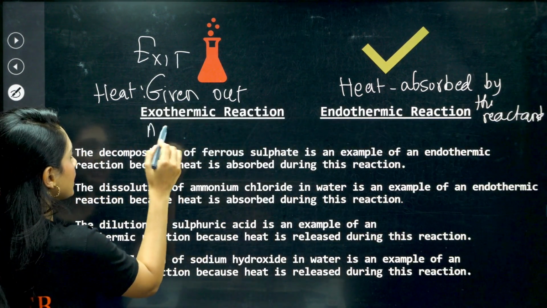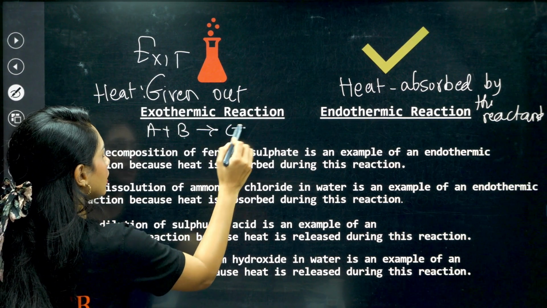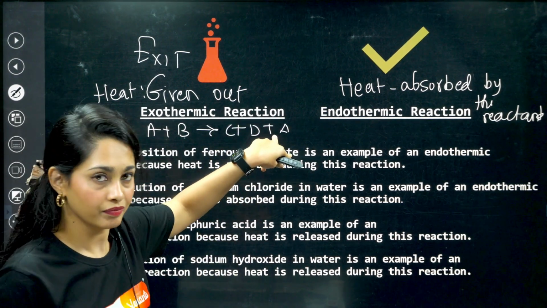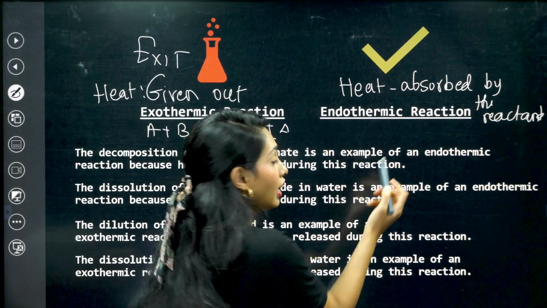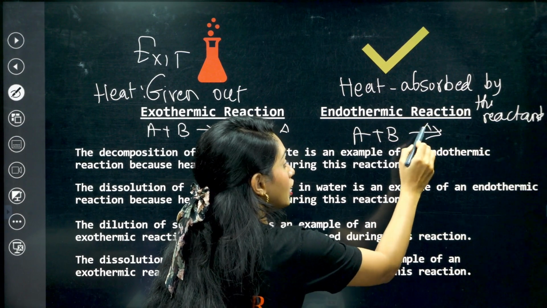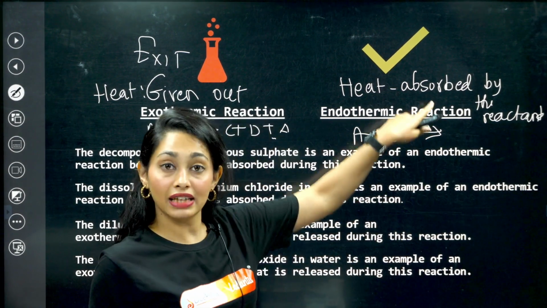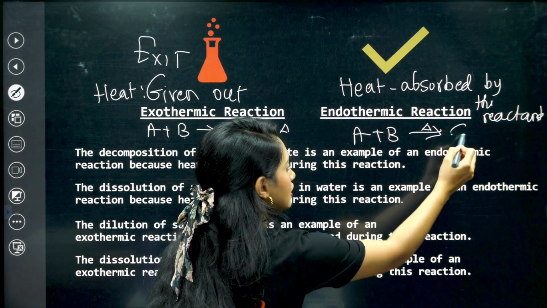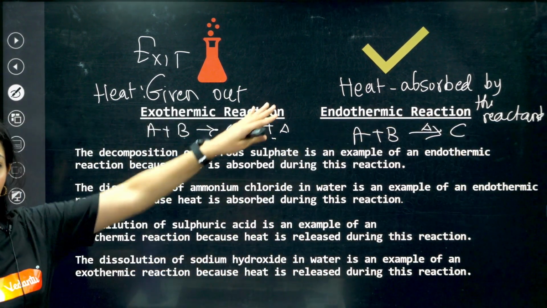In the case of an exothermic reaction, how are we going to represent it? See here, A plus B gives C plus D and heat. Here we represent heat. In an endothermic reaction, A plus B is absorbing heat, so the heat delta symbol will be represented upon the arrow to give C. This is an endothermic reaction. This is how we represent it.